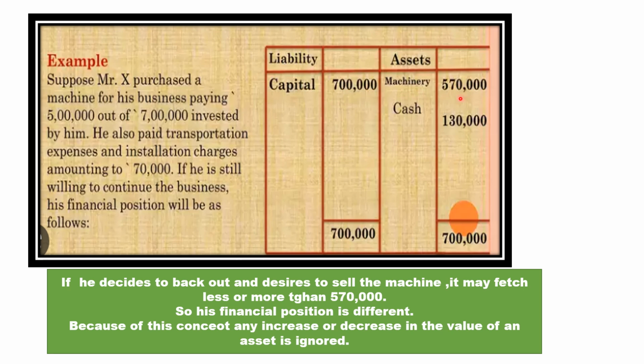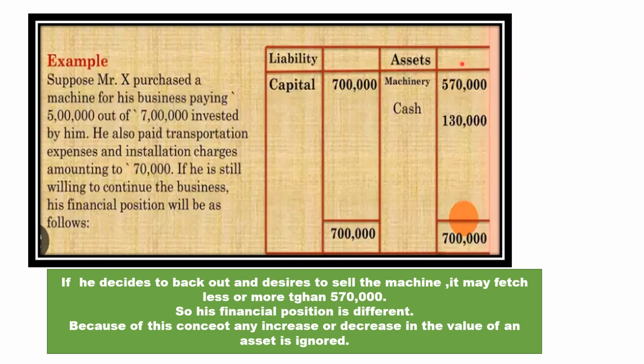Now the asset is 5,70,000. How has it arrived? If you can see over here, 5 lakh was spent on the asset, the machine. And in transportation and installation, 70,000 extra was also charged. That means this is also an expense of the machine only, so it will be added to the machinery on the asset side. In the asset side, you can add the machinery as 5,70,000, because 5 lakh plus 70,000 is 5,70,000.